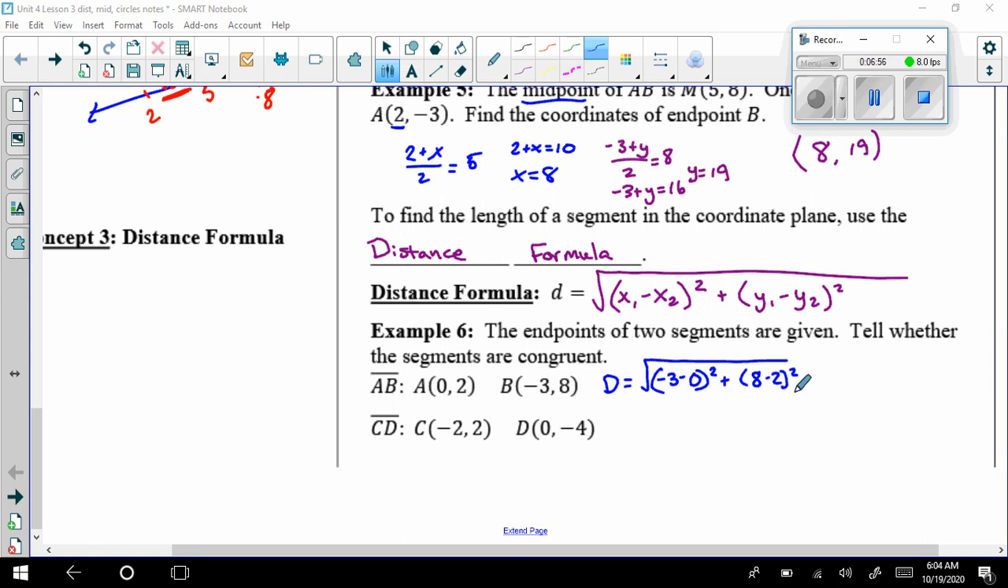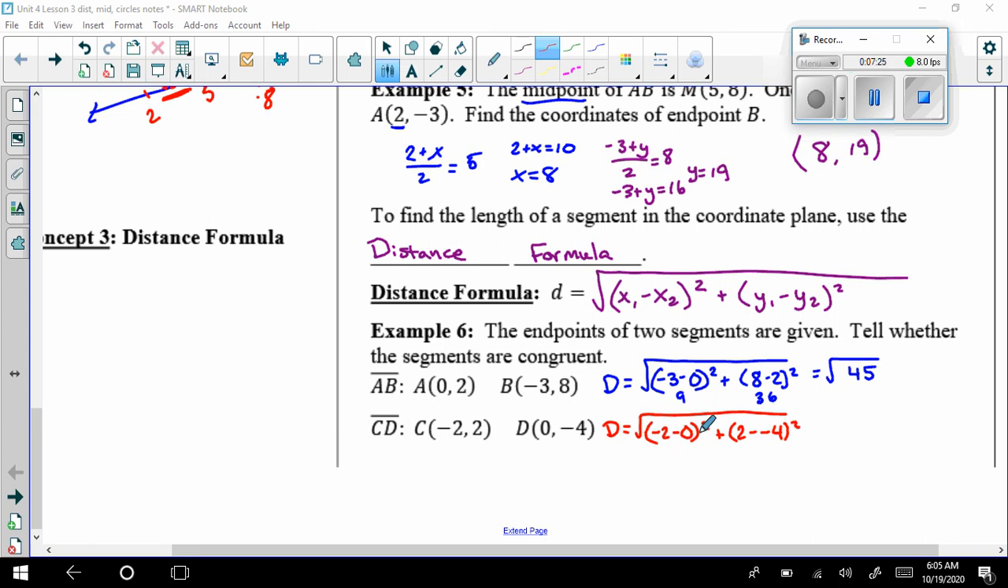So you plug everything into distance formula here, and then you get the square root of, you have -3 squared is 9, 8 minus 2 is 6 squared is 36, 9 plus 36 is 45. For the purposes of this, I'm not going to reduce my radical. I'm just comparing two square roots, so there's no need. And then I go ahead and plug in the second one.